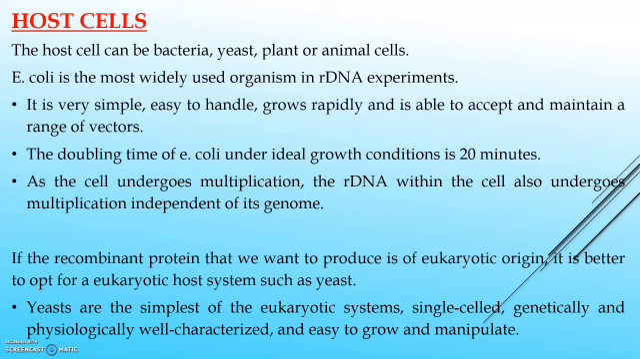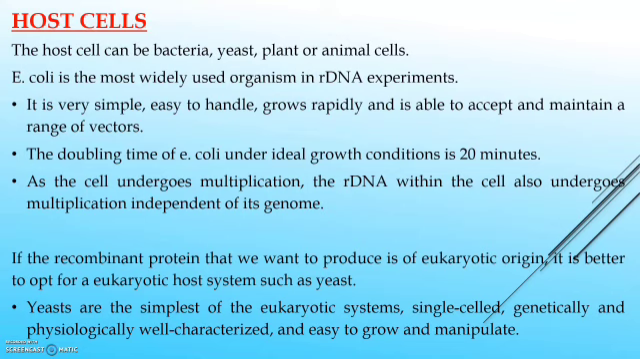And if the recombinant protein that we want to produce is of eukaryotic origin, it is better to opt for a eukaryotic host system such as yeast. And there are several advantages for yeast as an expression system. Yeast are the simplest of eukaryotic systems, and it is single-celled, genetically and physiologically well characterized, and it is very easy to grow and manipulate. Like bacteria, it can be cultivated in different volumes, either in flask, fermenters, or in industrial scales.